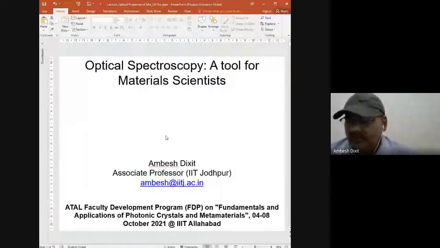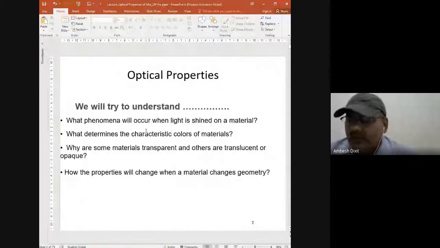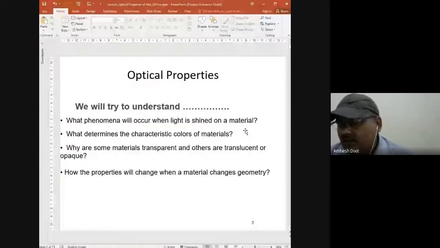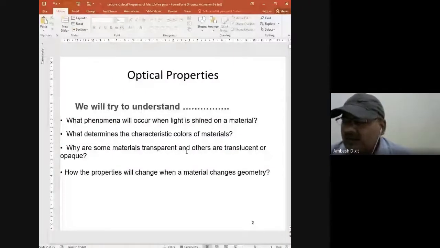So what we will try to understand is what phenomena will occur when light is shined on a material. Very simple thing, right? We all use this, for example, a simple mirror that we use in everyday life. How they are made is a question to understand. What determines the characteristic colors of a material? Many of us believe in astrology, so we use gems as well, right? You see multiple colored gems are available. So we can see what is the basic intrinsic reason that leads to different colors in those gemstones as well. Why are some materials transparent, others translucent or opaque? That is the question, right?